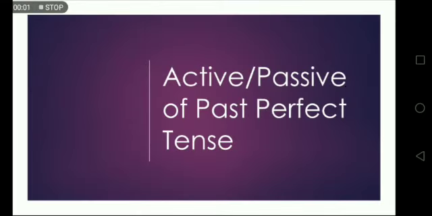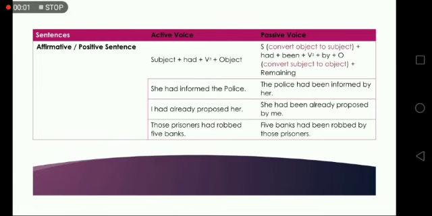Now let's have a look at the active and passive voice of past perfect tense, one by one for each sentence structure. So we'll start from the positive sentences. For the positive sentences in the active voice, first of all we have our subject, then comes our had as helping verb, then comes our verb in its third form, then comes our object. When we convert this into passive voice, the first thing that's going to happen is our subject and object are going to interchange their places. Then comes our helping verb had, then along with had we are going to add been, then comes the verb in its third form, then comes by followed by our object and the remaining part of the sentence.